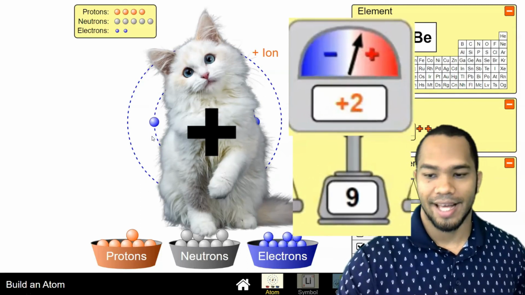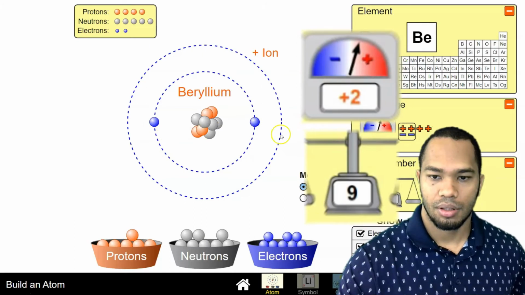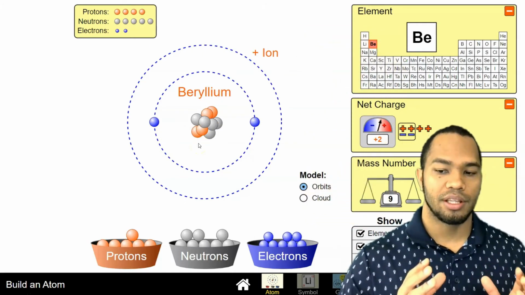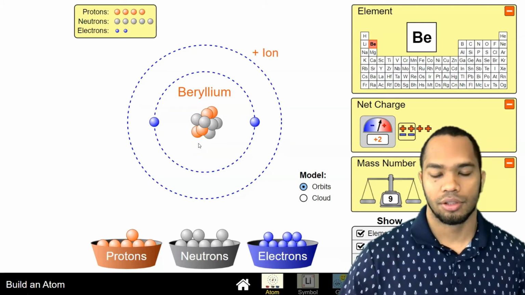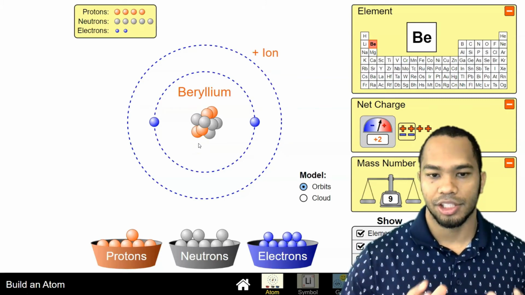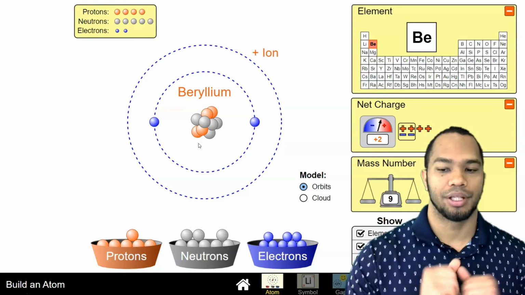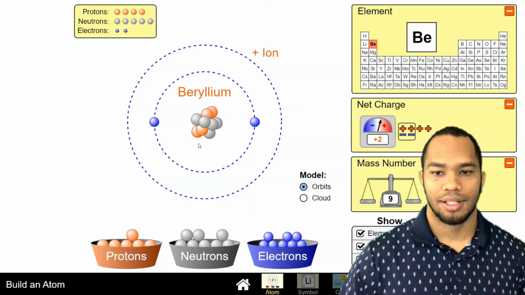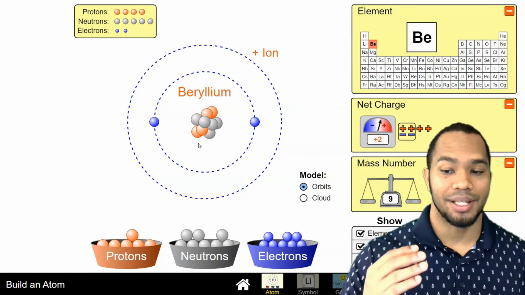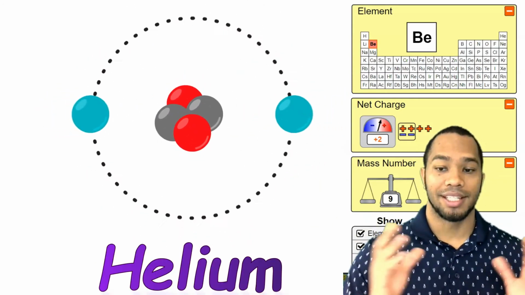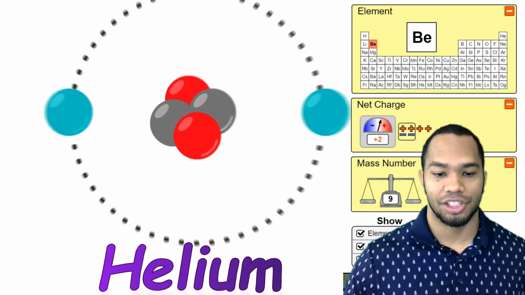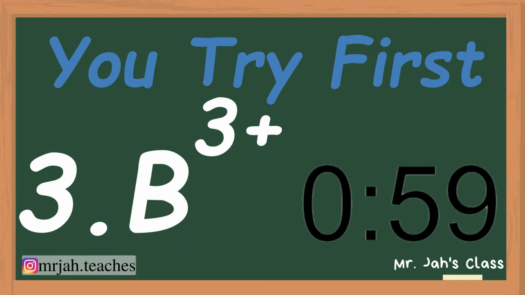So it is a cation. So we see +2. Notice when you look at the valence shells, which element is beryllium pretending to be? It's actually pretending to be helium, because helium has 2 electrons in its valence shell. Let's move on to the next one.